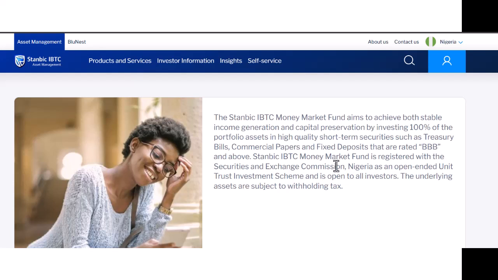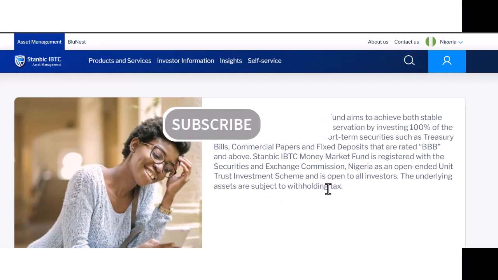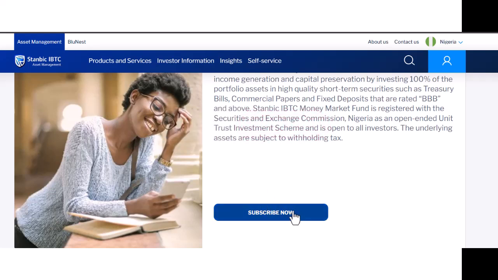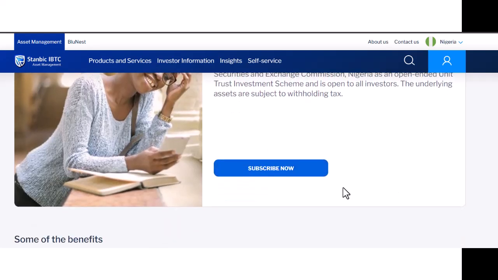Stanbic IBTC Money Market Fund is registered with the Securities and Exchange Commission, Nigeria, as an open-ended unit trust investment scheme and is open to all investors. The underlying assets are subject to withholding tax, right? So you're going to check on this, which is the invest now or subscribe now, something like that.